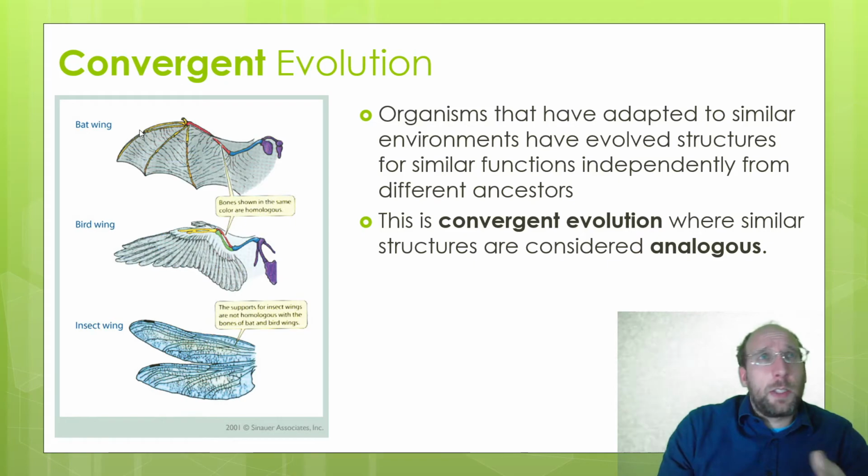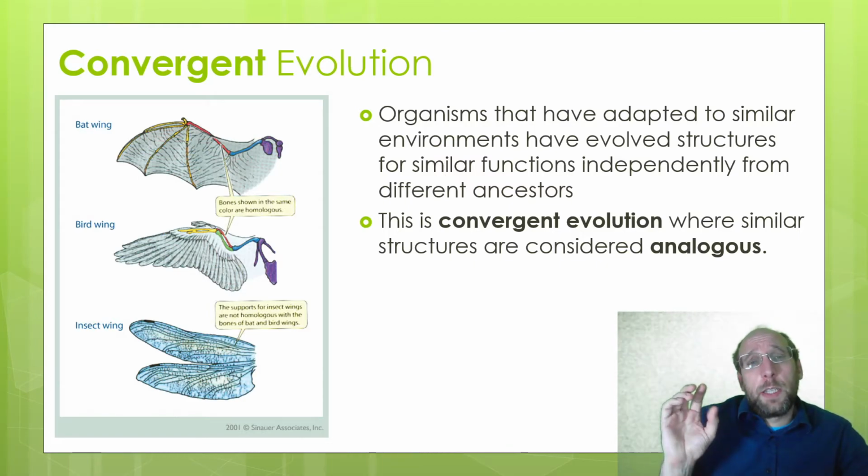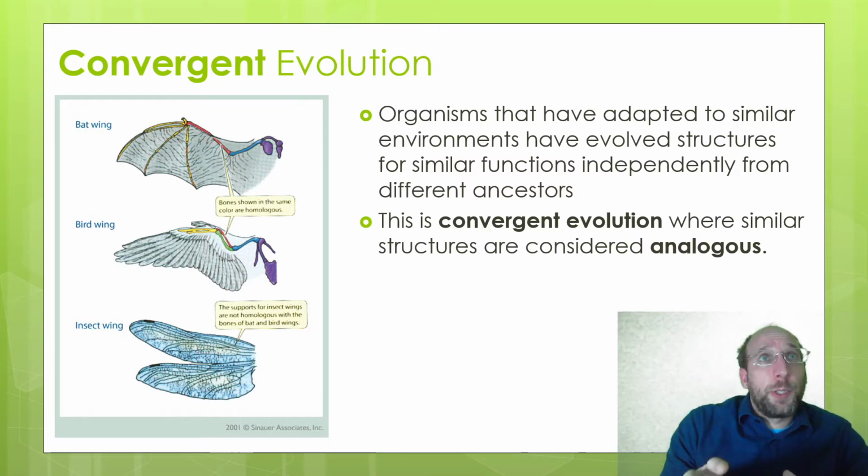Now, one thing that is a little bit confusing is if you look at the bat and the bird wing, there are some homologous structures. Bats and birds do share a common ancestor that was a quadruped that had four limbs, right? And that was terrestrial. So they do share similar homologous structures. That's what the different colored bones are representing there. Those are showing the homologous structures.